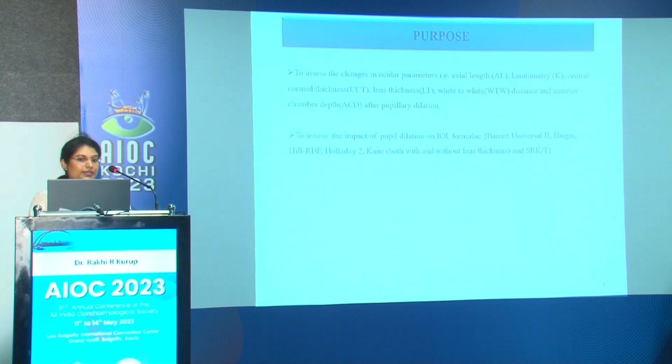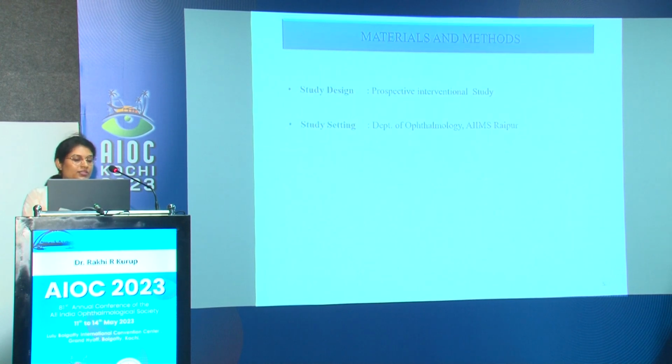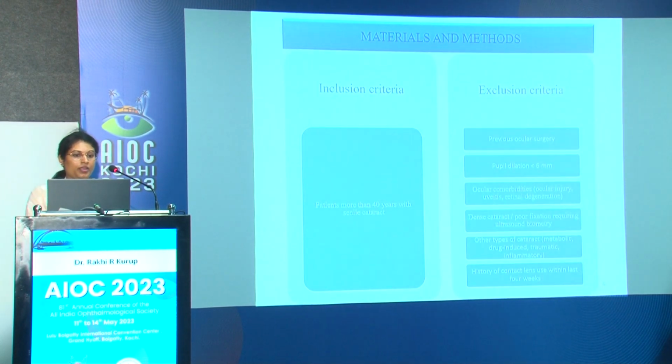The purpose of the study is to assess the changes in the ocular parameters, that is axial length, keratometry, central corneal thickness, lens thickness, white-to-white, and anterior chamber depth after pupillary dilation, and to assess the impact of pupil dilation on the IOL formulas like Barrett Universal 2, Haigis, Hill RBF, Holladay 2, Kane, and the SRK-T. The study design is a prospective interventional study conducted in the Department of Ophthalmology at AIIMS Raipur.